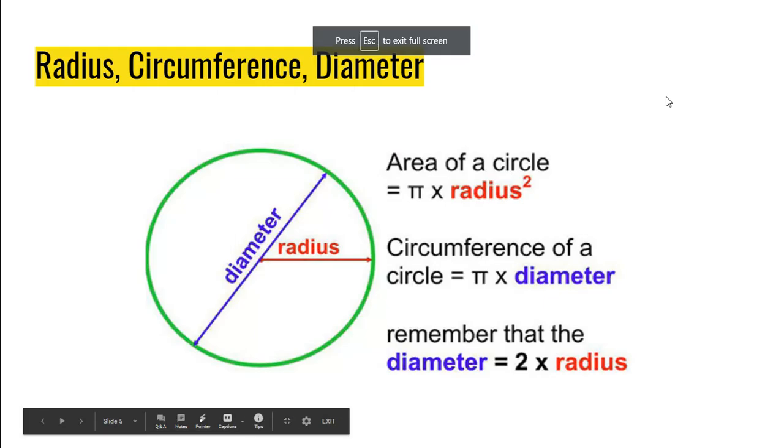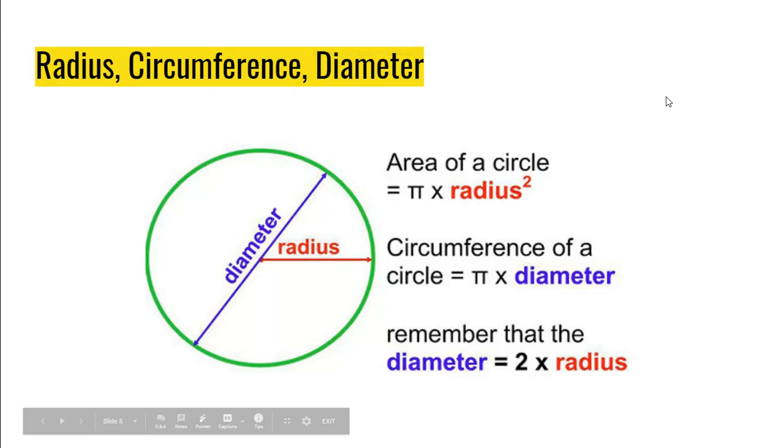All right, so as I was saying before, the radius is half of the diameter. And a diameter is a chord that goes through the center and has both endpoints on the sides of the circle. The area of a circle is equal to pi times the radius squared. So if you're looking to find the area of a circle, you can use pi times radius squared, or pi r squared. The circumference of a circle is pi times diameter, or you could say pi times 2 radius.